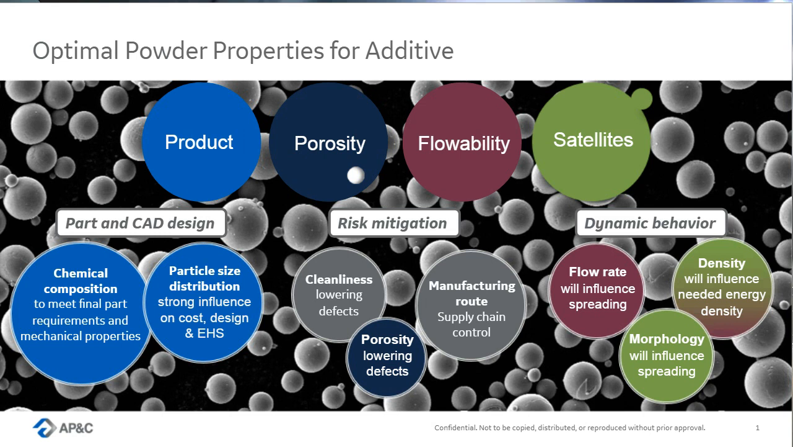Usually the rheology of the powder, there's a lot of metrics that are used for that, but it's a bit hard to know how it's really going to behave in your system. So it's more a question of having indicators, and usually morphology, density, and flow rate are things that will drive your decision without being perfect indicators. And then there's everything that concerns risk mitigation. We talked about cleanliness, but also manufacturing rules and lowering porosity. So we'll get into more detail on that a bit later.